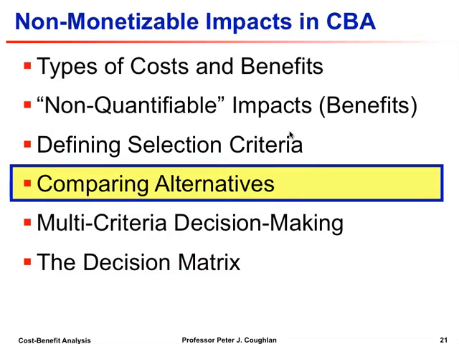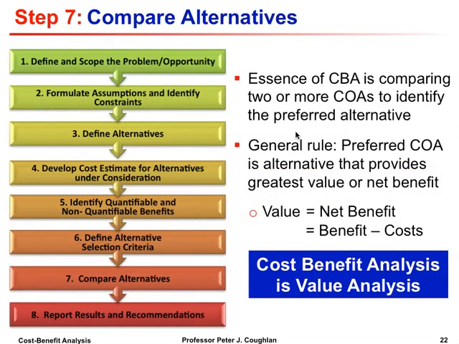So how do we compare alternatives? The next step in the Army cost-benefit analysis approach is step 7, which is to simply compare the alternatives. The essence of cost-benefit analysis is either comparing cost to benefits or comparing two or more courses of action to identify the preferred alternative. The general rule is that the preferred course of action is the alternative that provides the greatest value or net benefit. We define value as net benefit, or benefit minus costs. In that sense, it's often said that cost-benefit analysis is really a sort of value analysis.